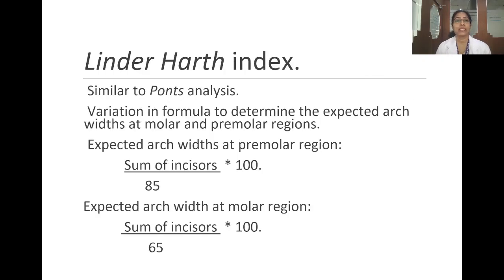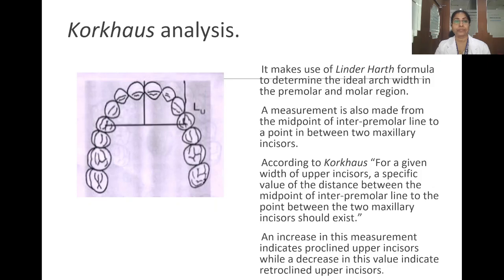So the next analysis is Linderhart's index. This is similar to Pons analysis, but with a variation in the formula to determine the expected arch width at the molar and the premolar regions. The expected arch width at the premolar region can be calculated using the formula sum of the incisors divided by 85 into 100. Whereas the expected arch width at the molar region can be calculated using the formula sum of the incisors divided by 64 into 100.